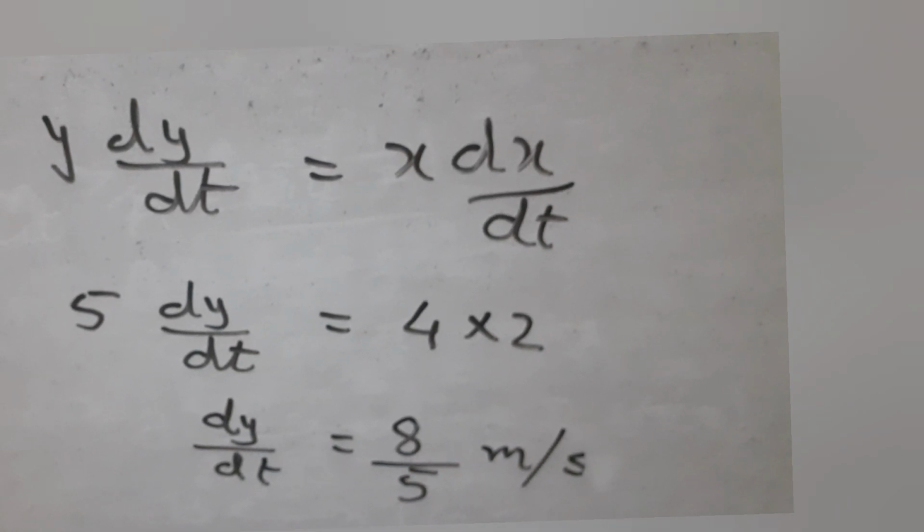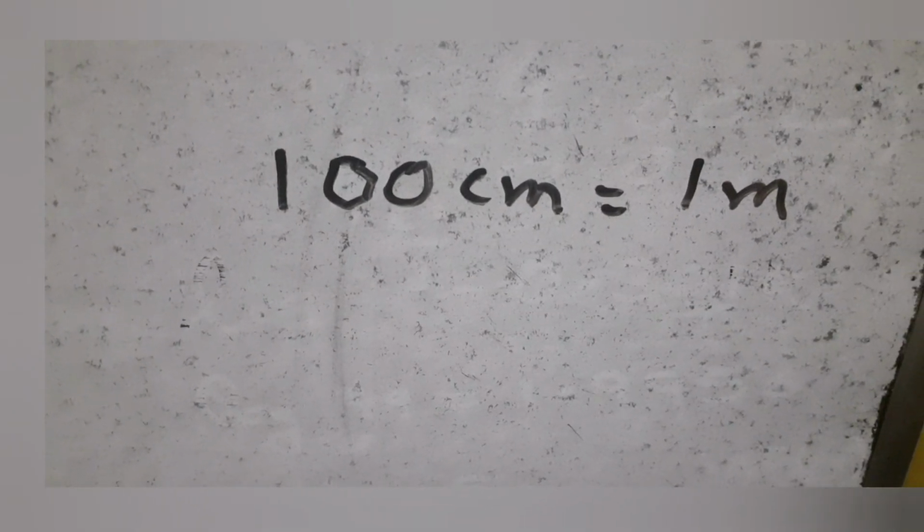So dy by dt equal to 8 by 5 meter per second. Change to centimeter per second if necessary.